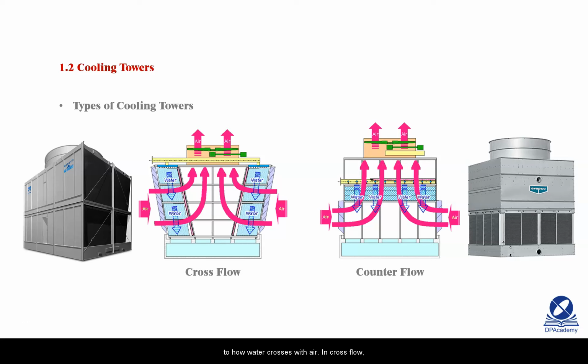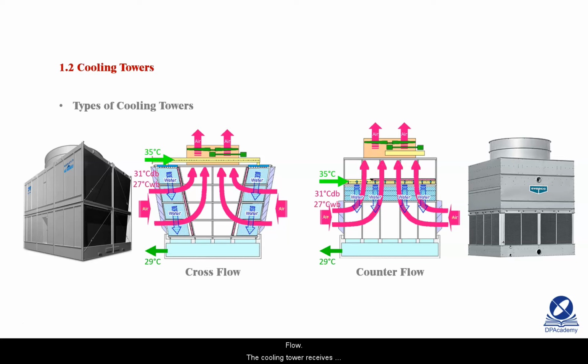In cross-flow, water is coming down vertical cooling pads and air is entering perpendicular to the water through the side of the cooling tower. Thus, being perpendicular to each other, air and water cross, hence the name cross-flow. In counterflow, the cooling pad is horizontally mounted. Water is sprayed onto the cooling pad and air is coming in through the bottom of the cooling tower and running parallel to the direction of water in the opposite direction. Thus, air and water are counter to each other, hence the name counterflow.